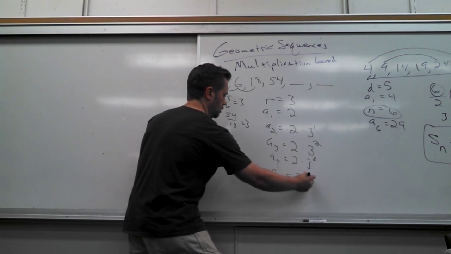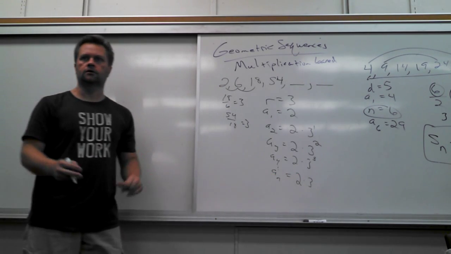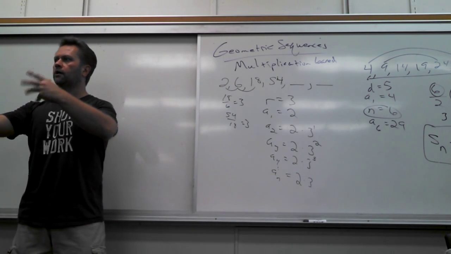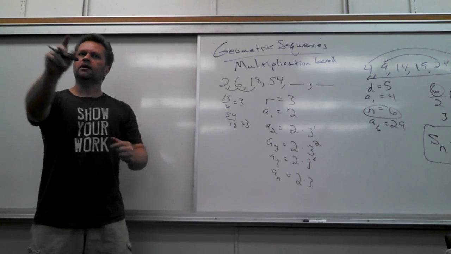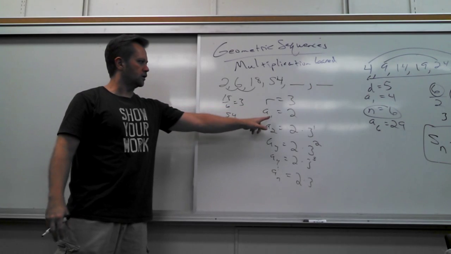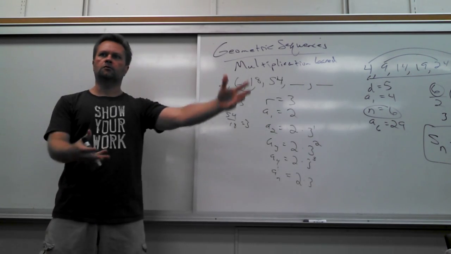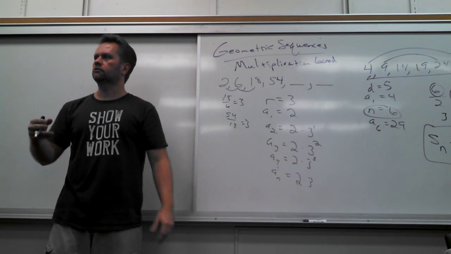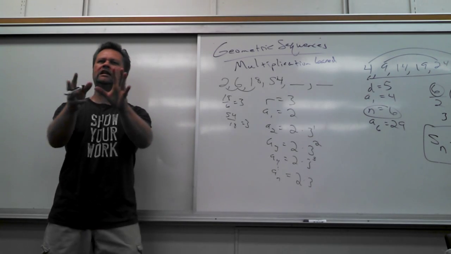I'm going to start at 2. I'm going to multiply by how many 3's? N minus 1. So it's that N minus 1 thing again. I don't know if some of you realize the N minus 1 could have been N if only we had started at A0, but the book said not to, so that's why it's not as clean as it could have been.